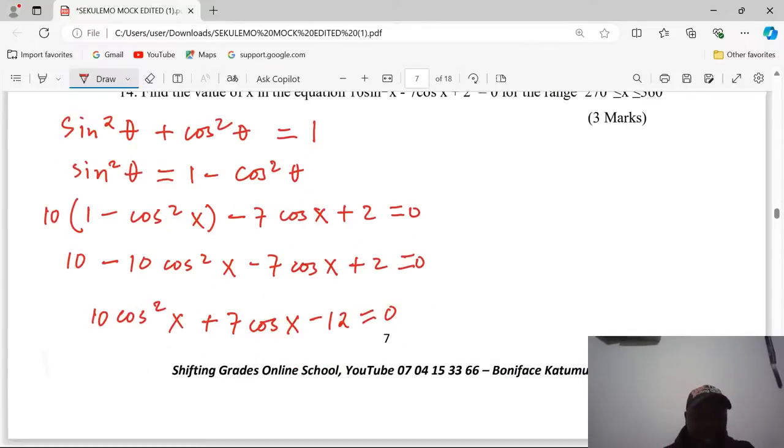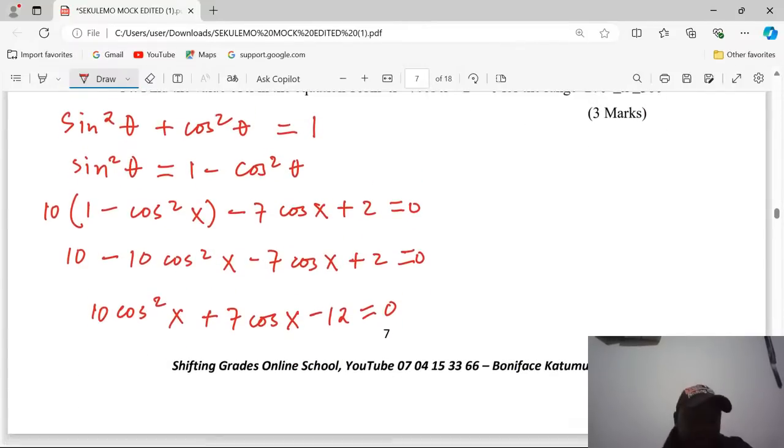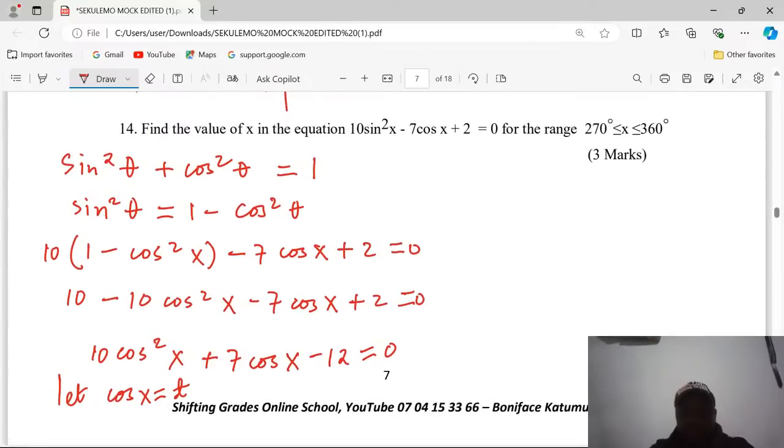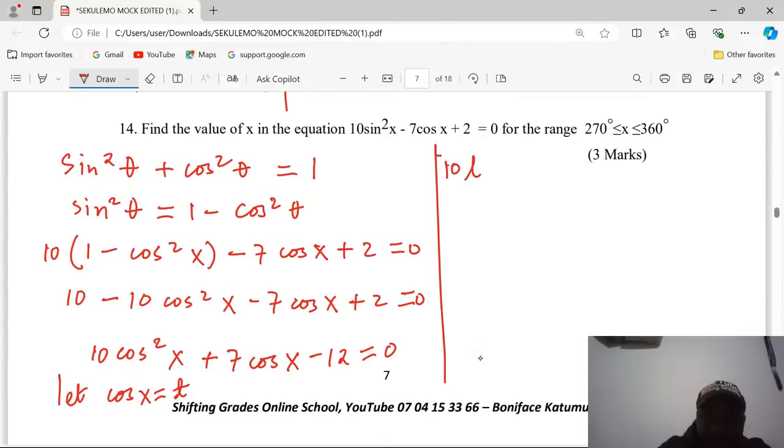Now with this, we can let cosine of x to be something like t. Let cos x be t. When cos x is t, we can now say that in the first case, we'll have 10t squared plus 7t minus 12. This is equivalent to 0.